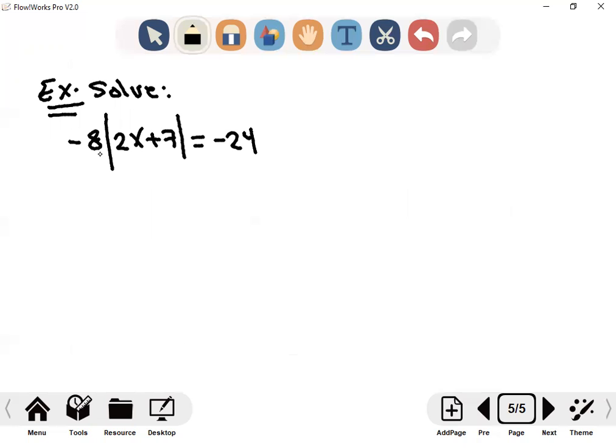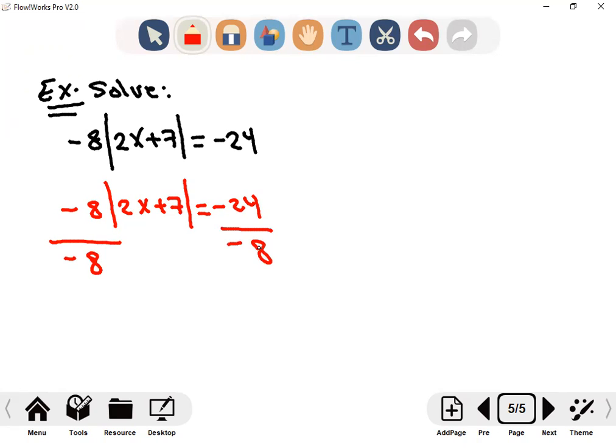It means you need to get rid of this negative 8. How? Here we have multiplication between the negative 8 and the absolute value. To get rid of a multiplied number, we divide by it. So here, negative 8 times the absolute value of 2x plus 7 equals negative 24. We can divide both sides by negative 8. So here they are gone. Still the absolute value of 2x plus 7 equals positive 3. Positive 3 means now the absolute value is alone, right? Equal to a positive. Now we can do the two-sided solution.